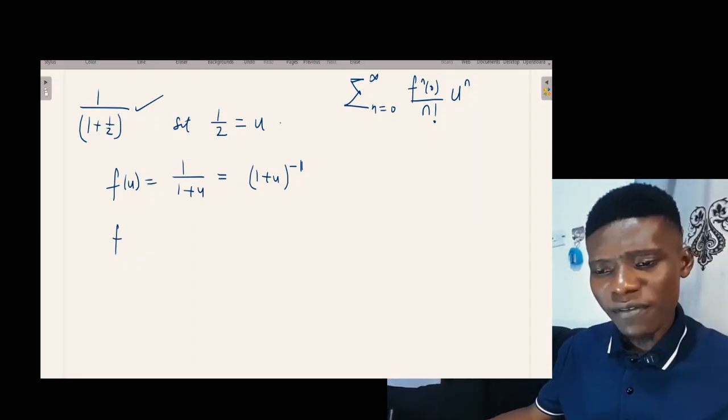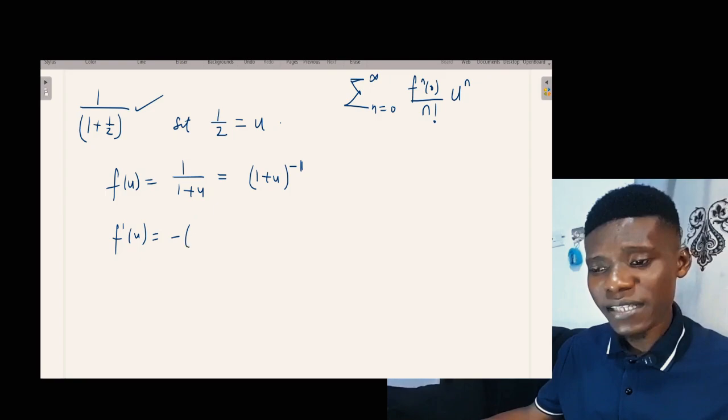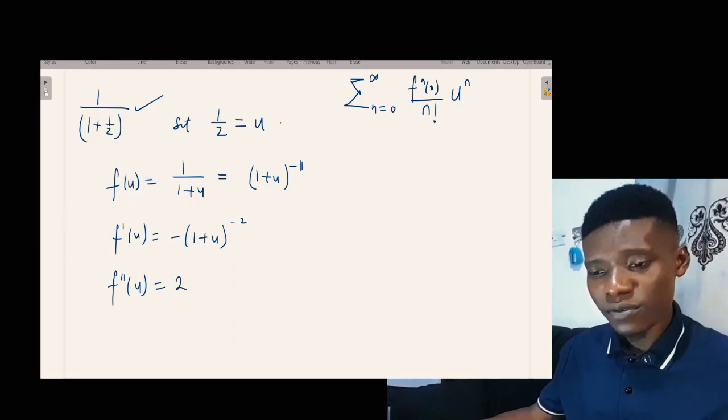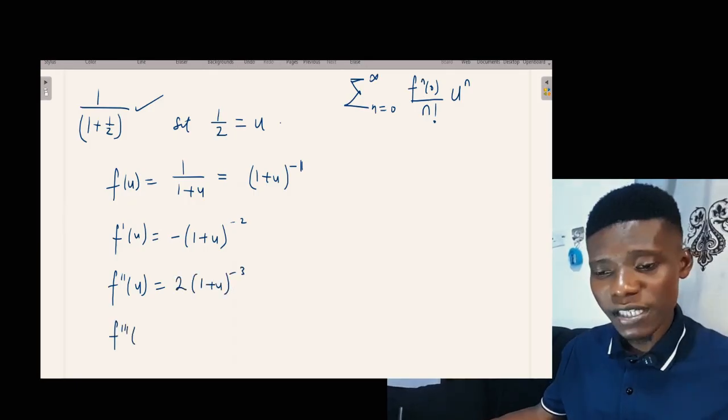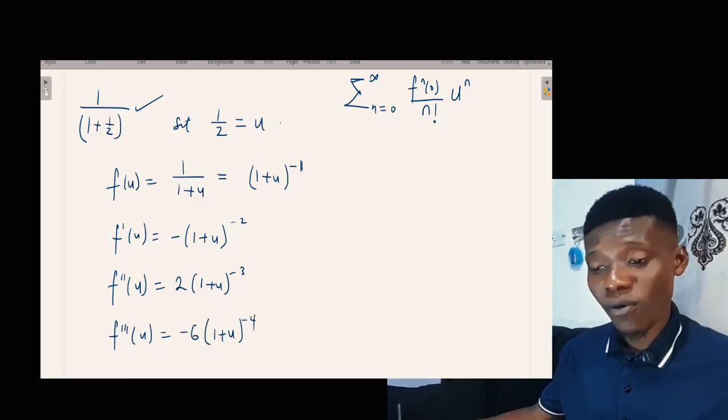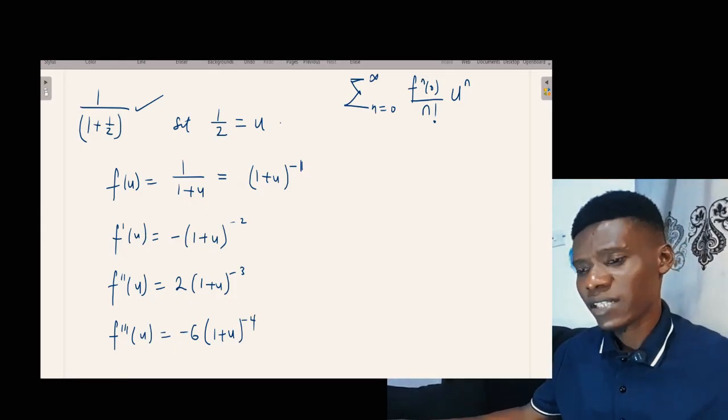So now we have f prime of u. If you differentiate this, you have minus 1 plus u to the power of minus 2. If you differentiate further, you have 2 into 1 plus u to the power of minus 3. If you differentiate again, you have minus 6 into 1 plus u to the power of minus 4. And if you do that one more time, you are still going to get something meaningful.